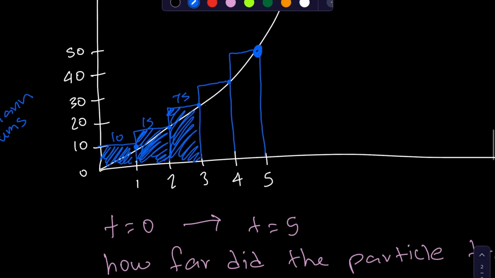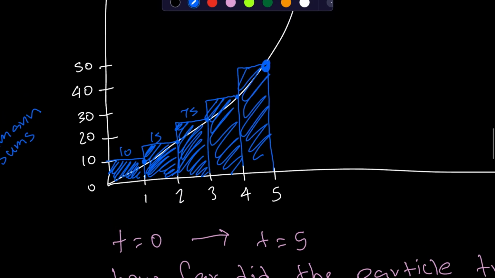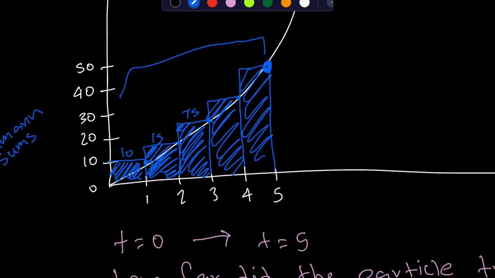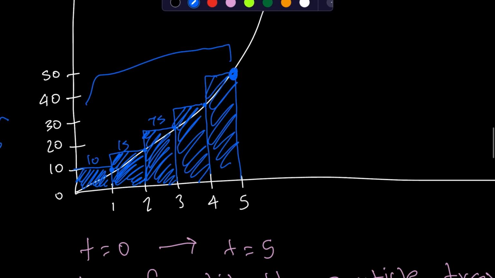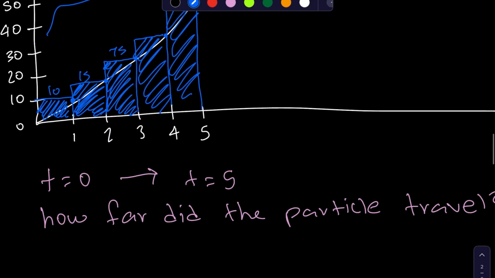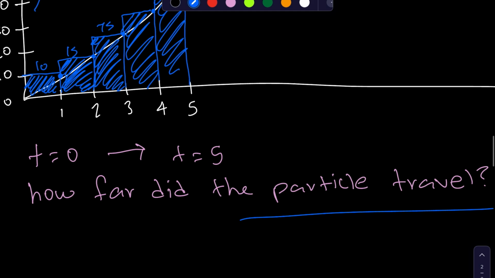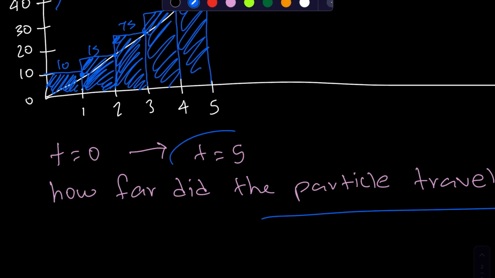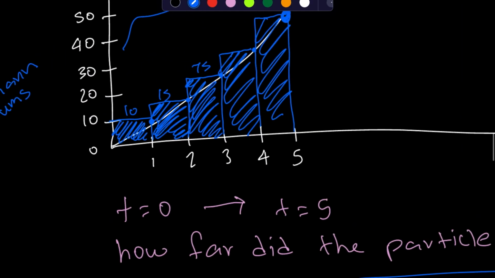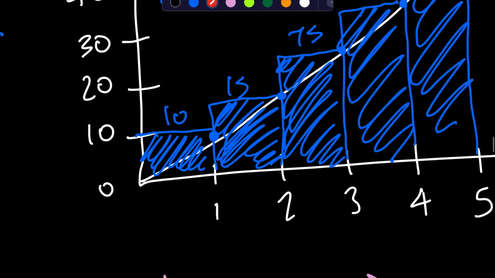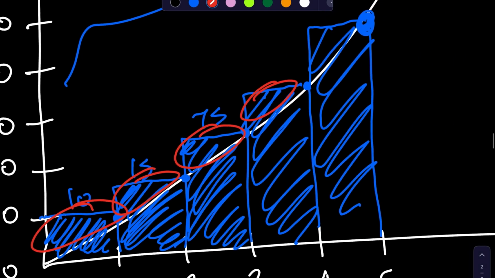Anyways, you can kind of get the idea here. You can multiply there, add up all the values here, and you can get your approximation for how far the particle traveled from time 0 to time 5. However, if you look at these rectangles, you have areas over the curve, which means there's a degree of inaccuracy involved.